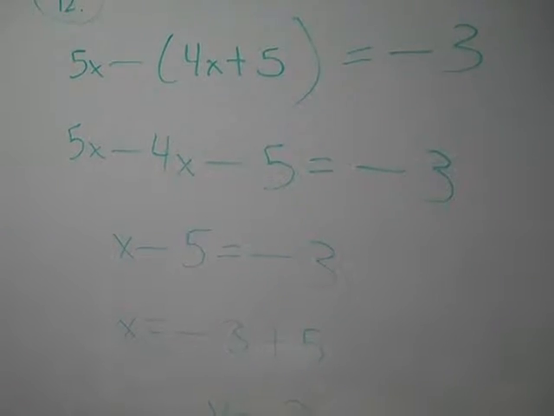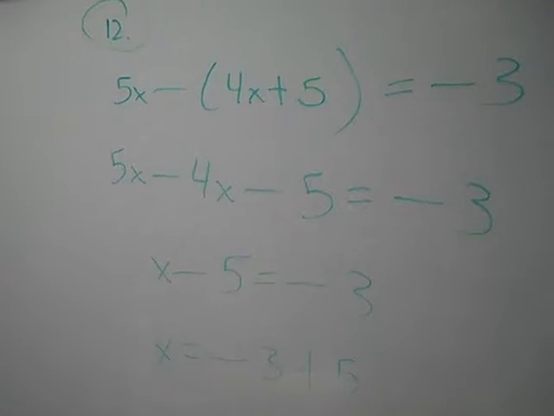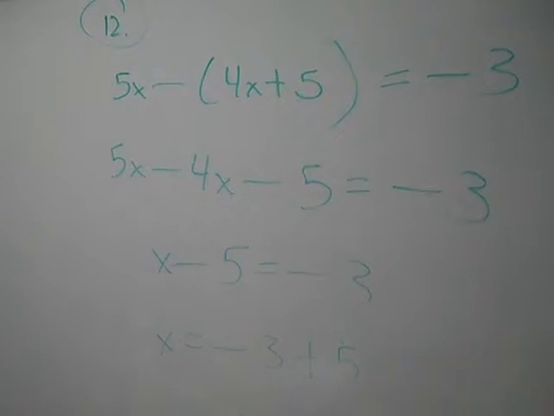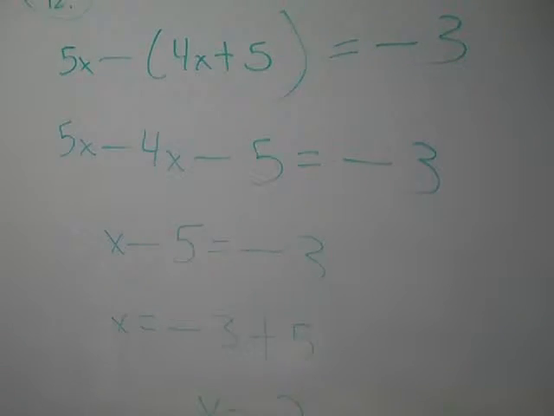Now, to go from the second step to the third step, we just do 5x minus 4x, which is 1x, which is x. So x minus 5 equals negative 3.